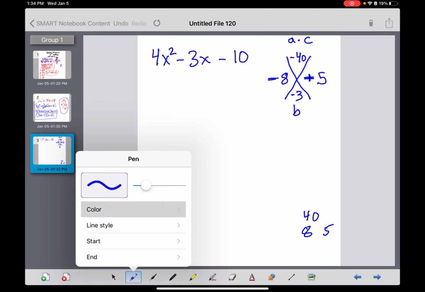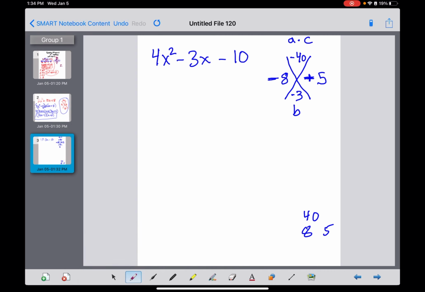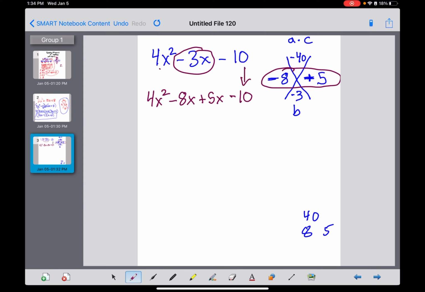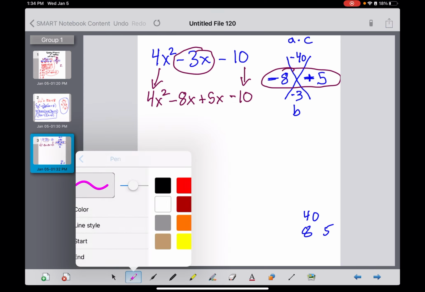Step 2, we're going to split the middle term. Leave the first term alone. 4x squared. My middle term is going to become negative 8x plus 5x. Again, I'm replacing my middle term with what's there. And then we're going to put minus 10. The first term and the last term just drop straight down. Next step, factor by grouping.